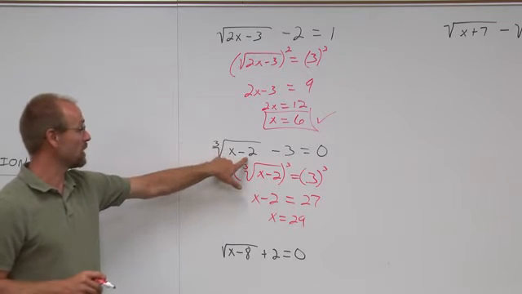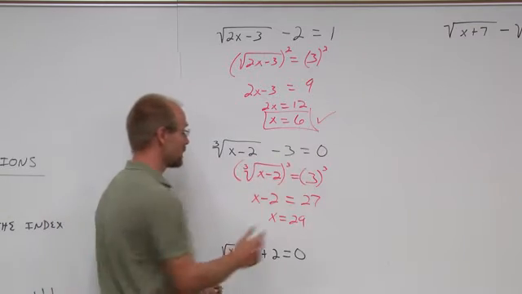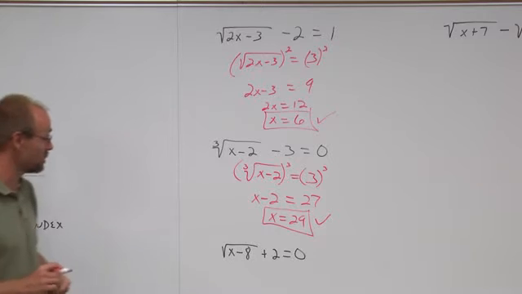29 minus 2 is 27. The cubed root of 27 is 3. 3 minus 3 is 0. That's a true statement. I checked my work. I can't be wrong, which is a nice feeling.